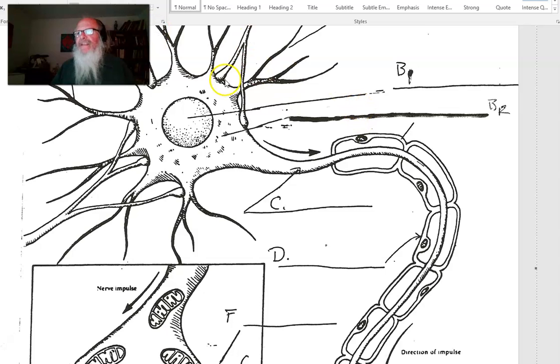If we're looking at the class handout, we've got two different blanks, B1 and B2. B2 is the cell body. This is the main structure of the individual cell.